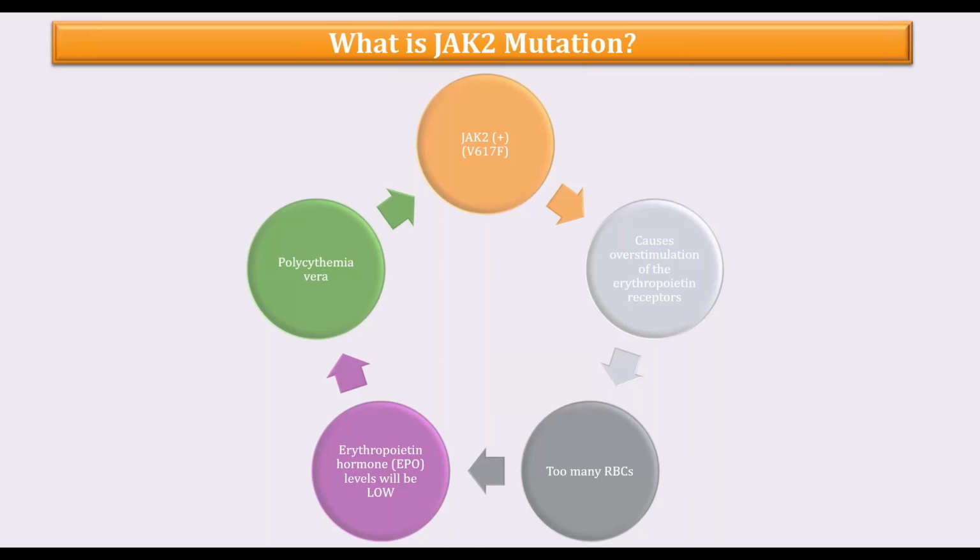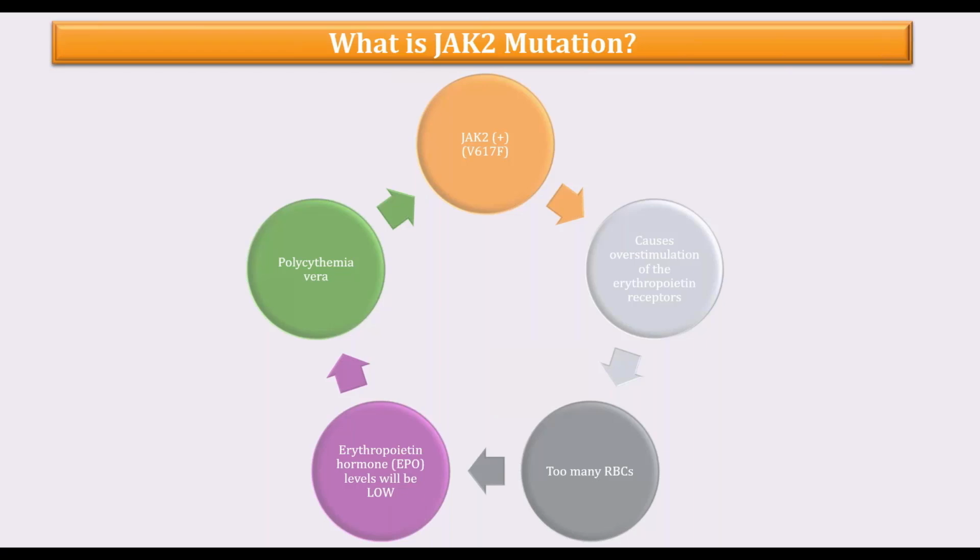So in PV, the JAK2 mutation, commonly the V617F mutation, will lead to overstimulation of the erythropoietin, so red blood cell producing, receptors in the marrow, causing an increase in red blood cell production. And now with that, there are too many red blood cells. Because of this, the body will not secrete or will drastically slow down the secretion of erythropoietin hormone, EPO, that usually stimulates those new red blood cells to be made. And why? Because the body is amazing and recognizes that there are already far too many red blood cells.